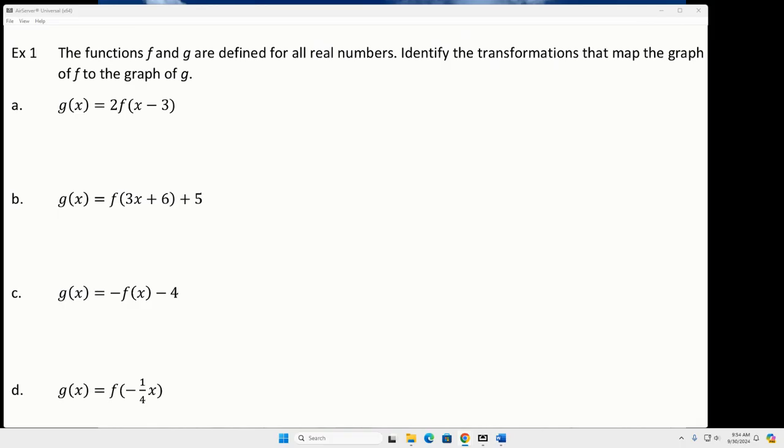Yes, but we're going to write that the AP pre-cal way. It's going to take a lot more words, but it's okay. So it's going to be a horizontal translation of f by, are we going to use 3 or are we going to use negative 3? It's going to be positive. Very good.